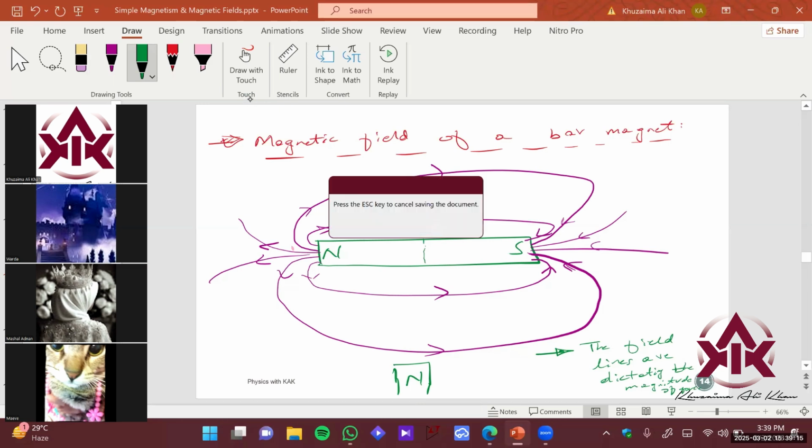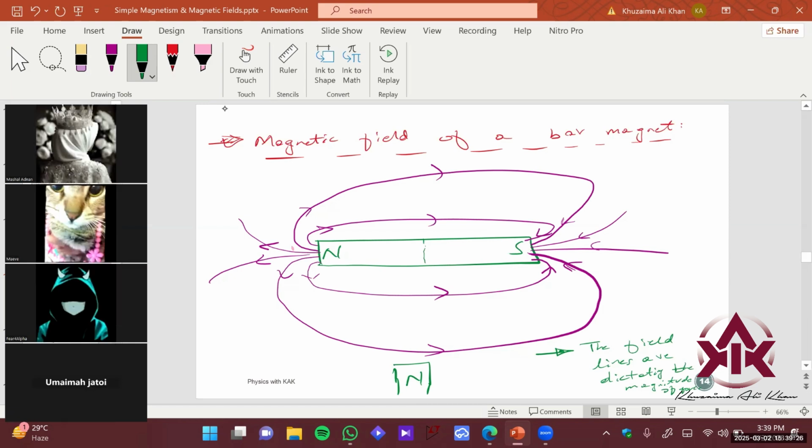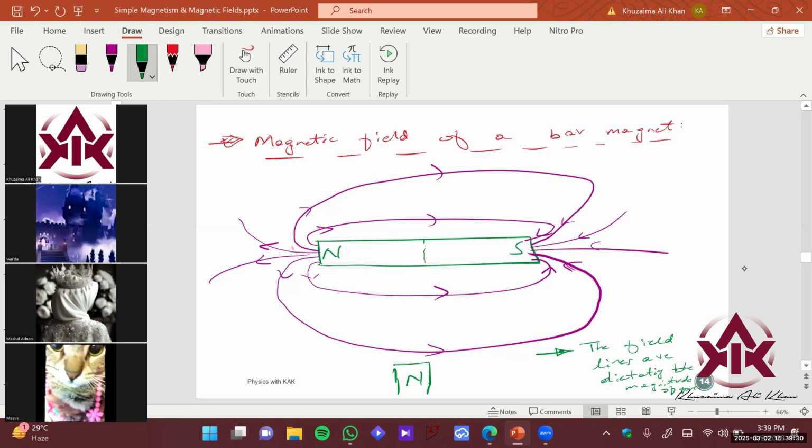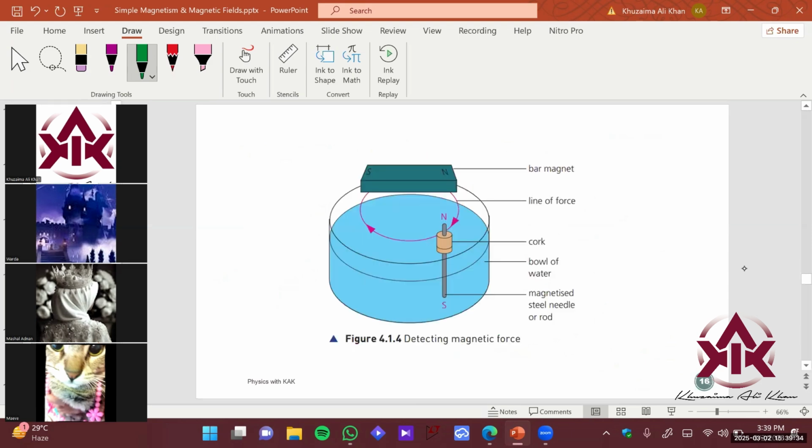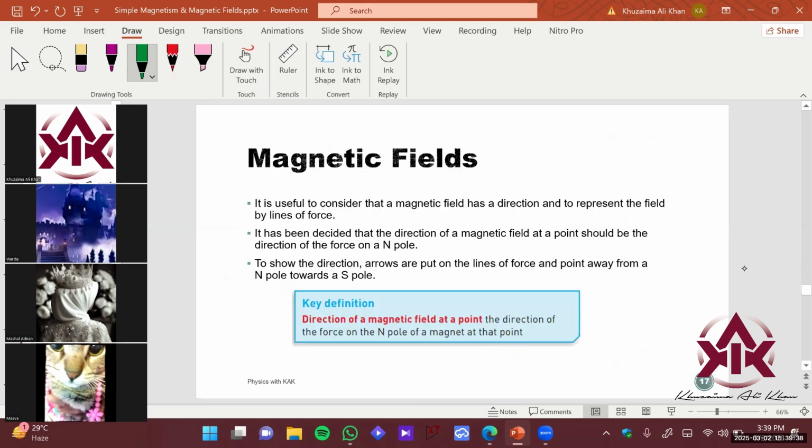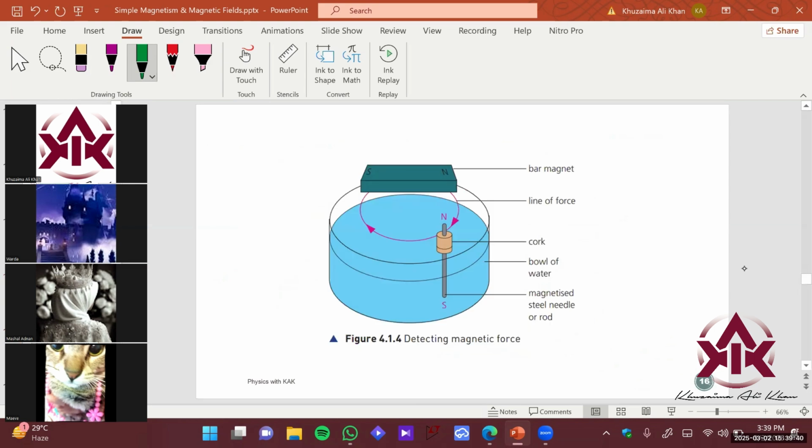You would need to analyze this. There might be a question: if the field lines are closer, would another magnet brought closer to the first magnet experience a greater force or a weaker force? You should be able to answer that just by seeing the distance of separation between the field lines here.